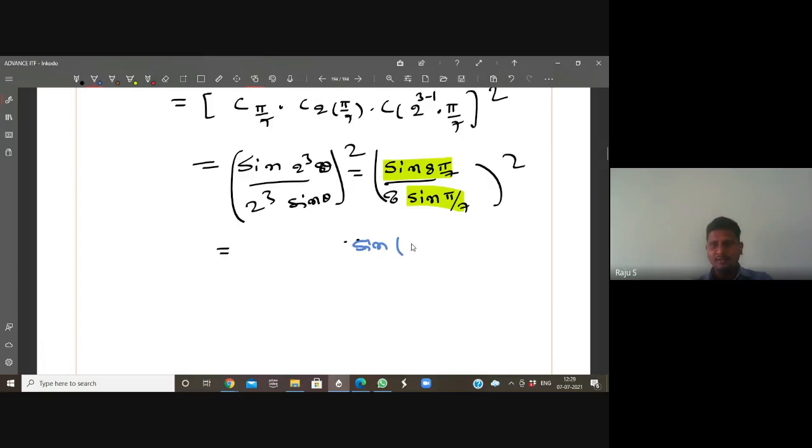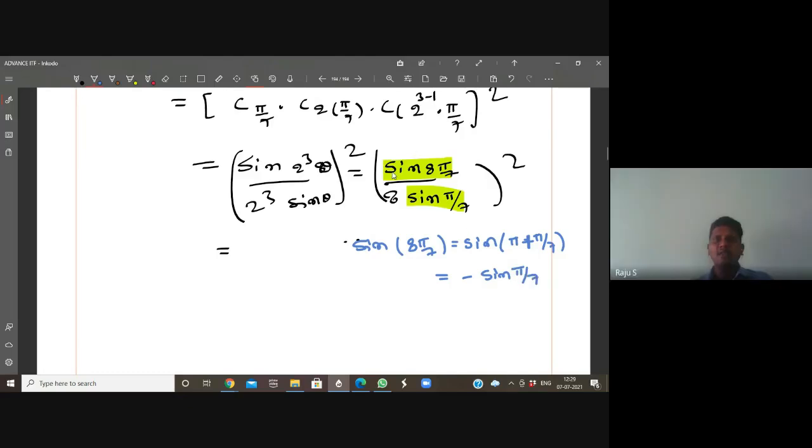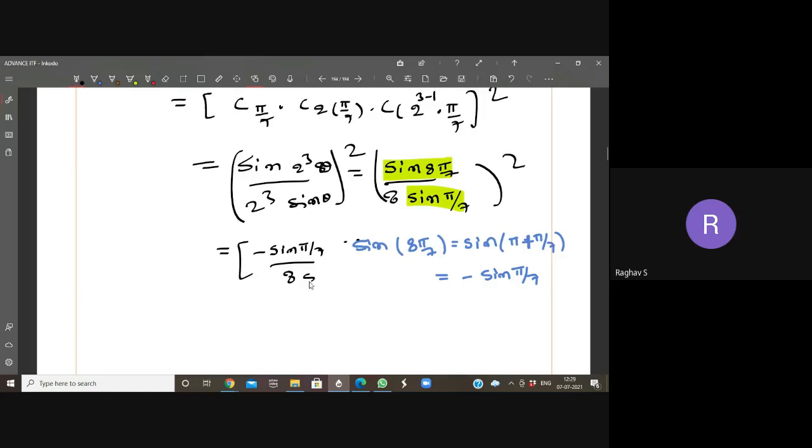Look here, 8 pi by 7. Shall I write sine 8 pi by 7 as sine of pi plus pi by 7? What is sine of pi plus pi by 7? It is minus sine pi by 7. Anyhow, substitute here, bracket minus sine pi by 7, and so on, 1 by 8 into sin pi by 7.